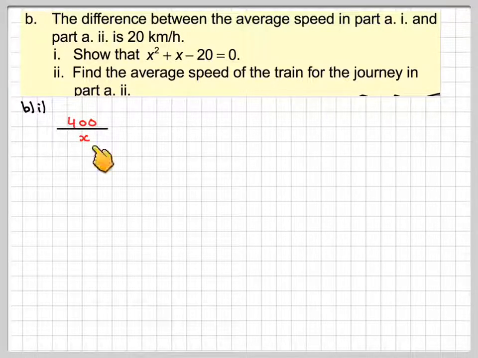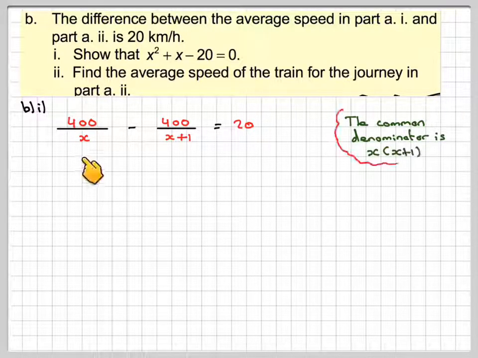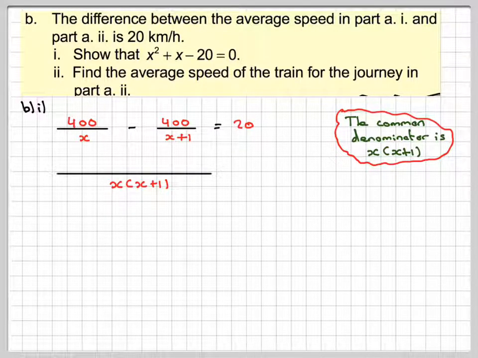So we've got 400 over x minus 400 over x plus 1 is equal to 20. That deals with the bit that the difference between these two is 20. We look for the common denominator, so the common denominator is going to be x times x plus 1. And because we multiply this by x plus 1, we must multiply that 400 by x plus 1. And this one we must multiply by x. So it's minus 400x, still equal to 20.